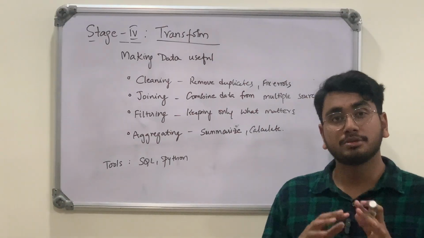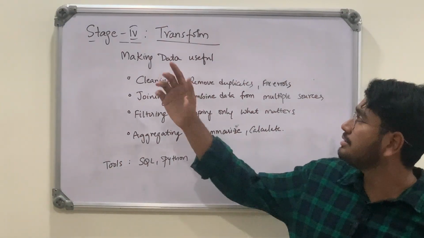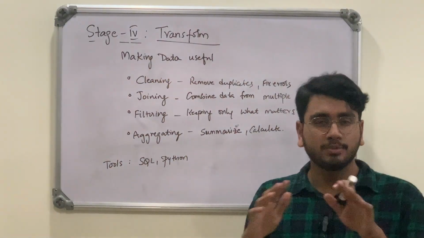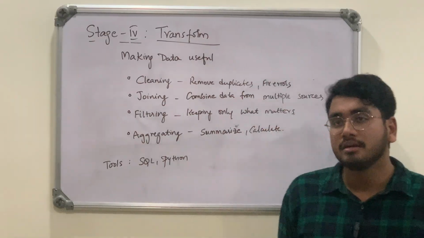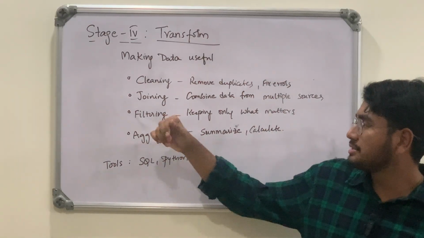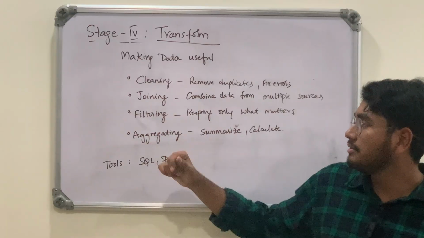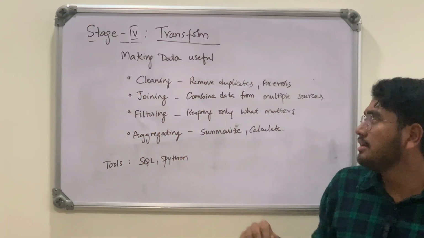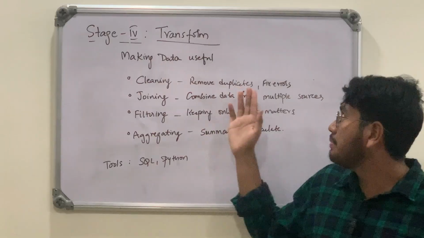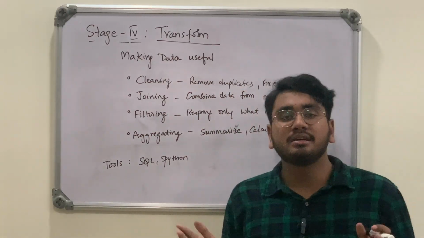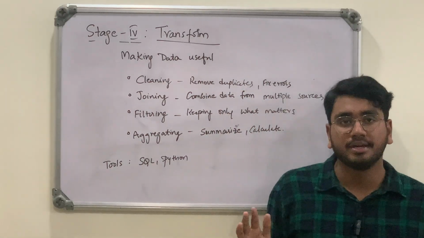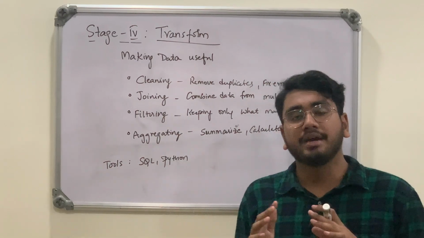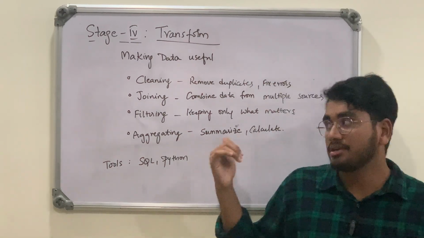Fourth stage, the most important stage, the stage in which we make the data useful. So this is where all the magic happens. So we perform the following operations: cleaning, joining, filtering, and aggregating. So cleaning, we remove duplicates and fix errors. The data in the real world is not clean. It is filled with errors. We can't expect the data to be clean, so we have to clean it ourselves.